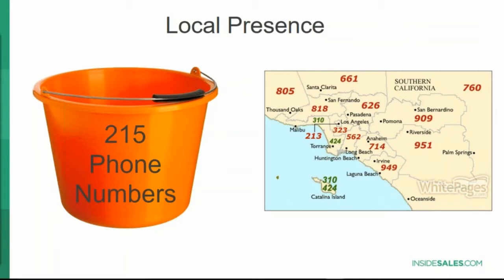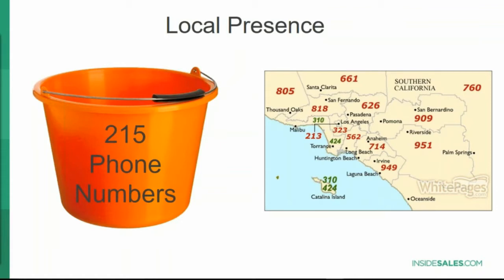Local presence is a bucket of approximately 215 phone numbers that are only assigned to your company. So when reaching out to a certain region, you'll use the same phone number over and over again to make your calls. The phone numbers are not randomized or mixed up. And only one phone number will be assigned to a geographical region.